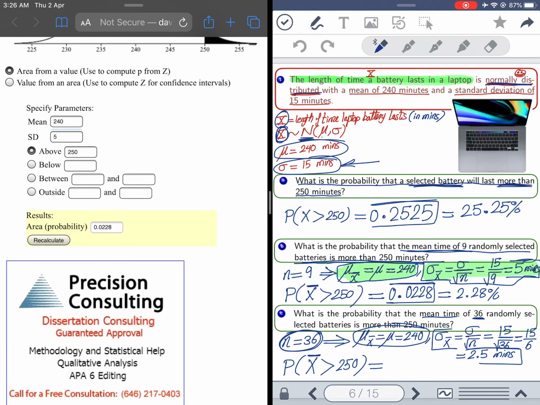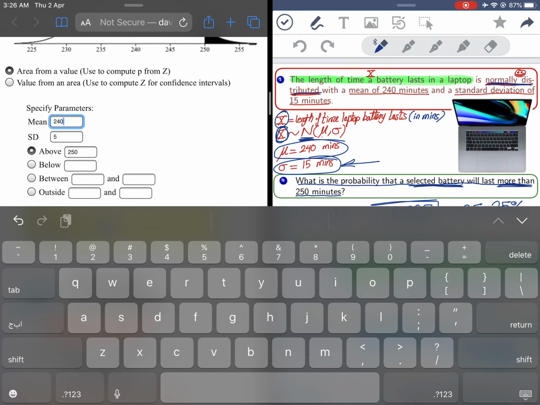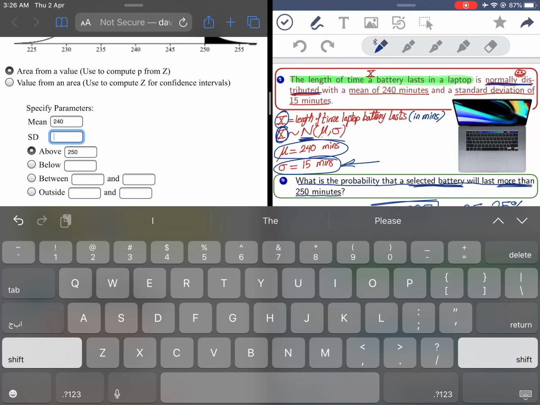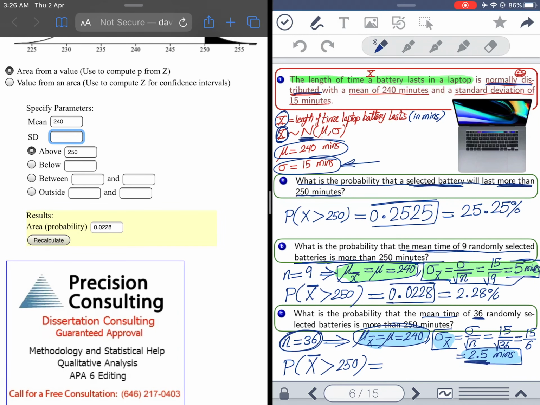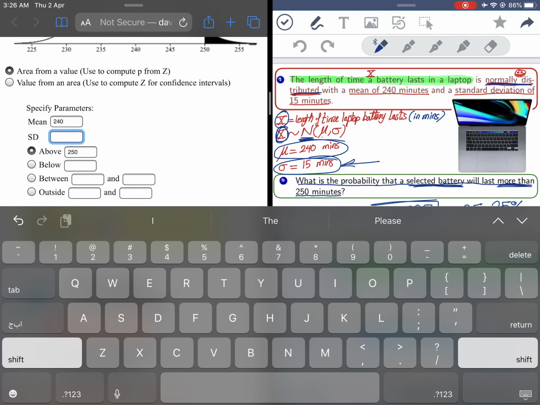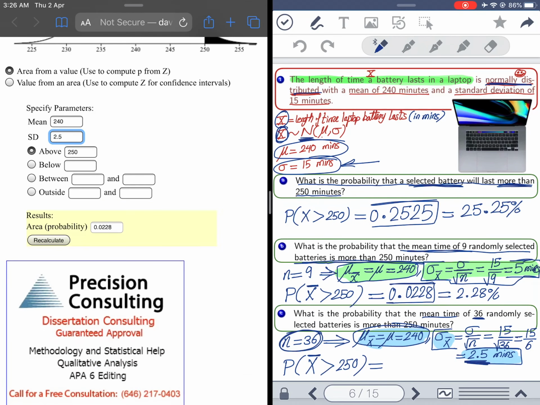And now you have the mean and the standard deviation of the sample mean, the distribution of sample means, so you can use the calculator here. The mean is still 240. The standard deviation now is 2.5. And you also want to do above 250. This is what they're asking here. All the questions are the same, but they're just changing the sample size.